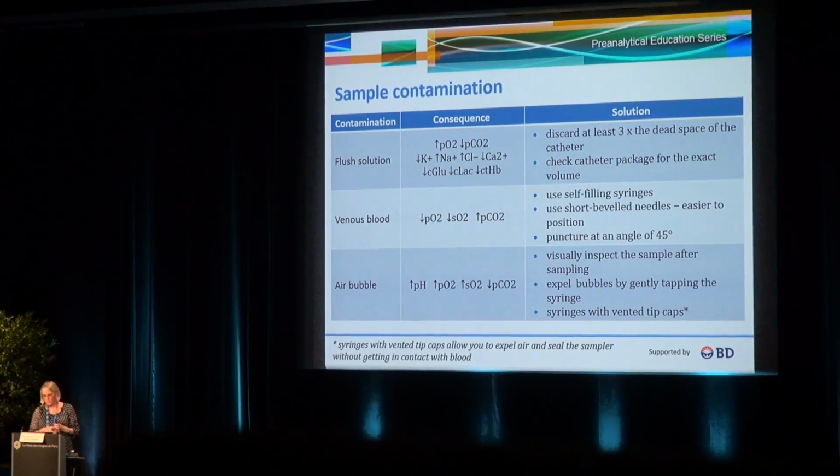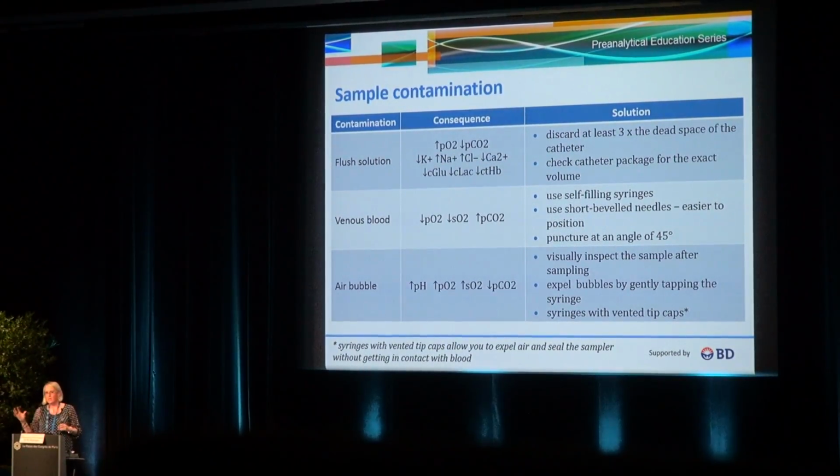There are, of course, syringes with vented tip caps that will allow you to do that without getting in contact with blood. The point is to get rid of these bubbles as soon as possible, because if bubbles remain in your sample, there will be a gas exchange between the bubble with the atmospheric air and your sample. This will increase the oxygen content in your sample and again decrease the carbon dioxide.